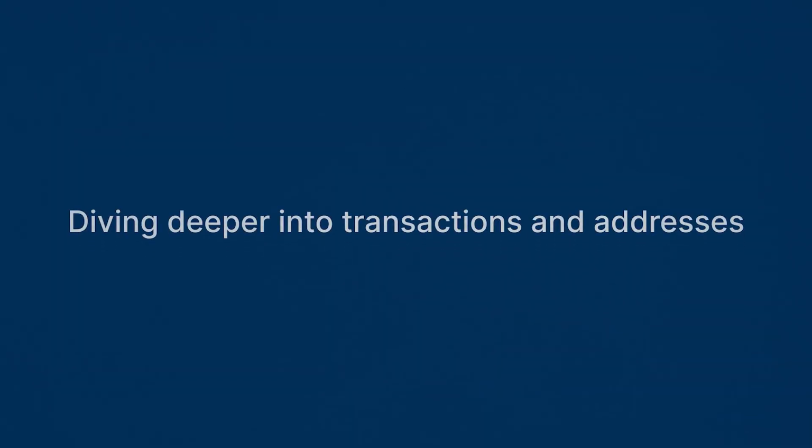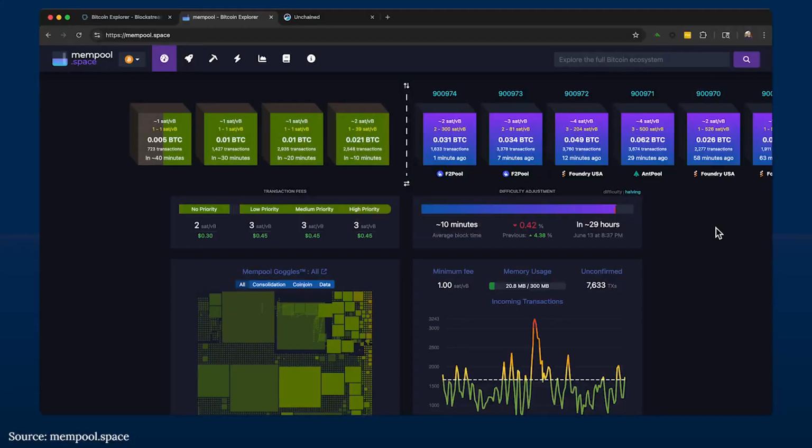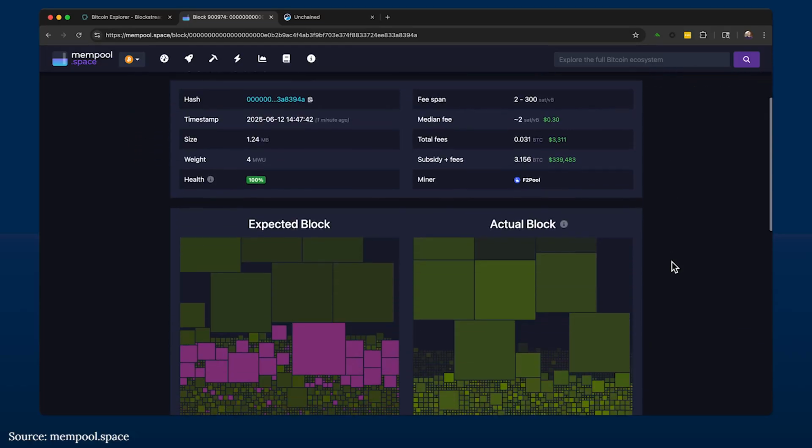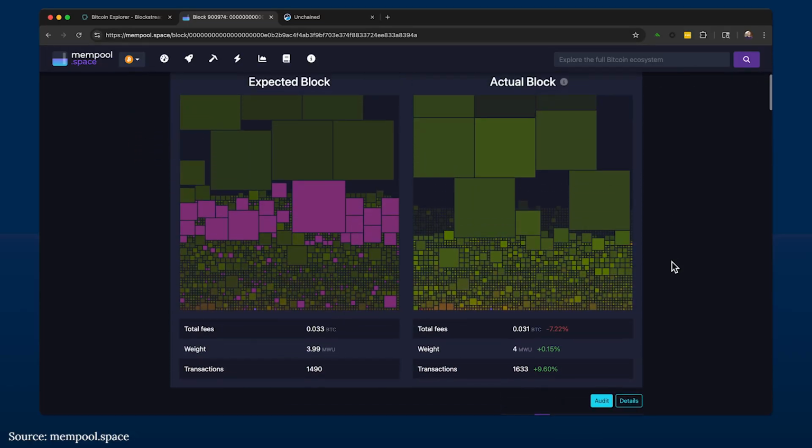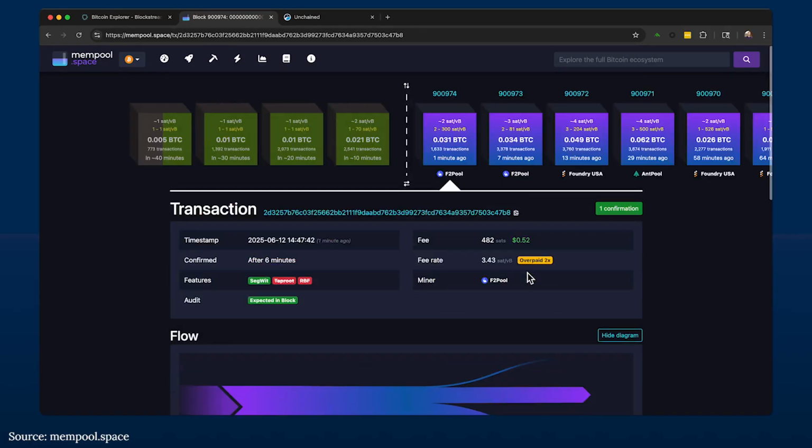All right, so next I'm going to take you into individual transaction data. So I'm just going to go into one of these recently mined blocks here, and I'm going to randomly pick a transaction. So I have no idea who these transactions belong to, but I just randomly clicked on one, and all transactions are indeed public.